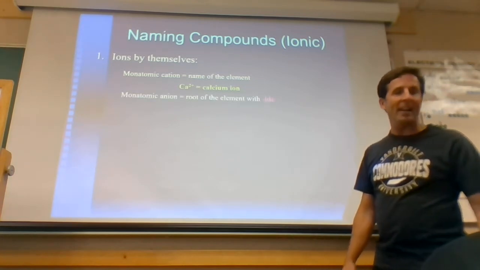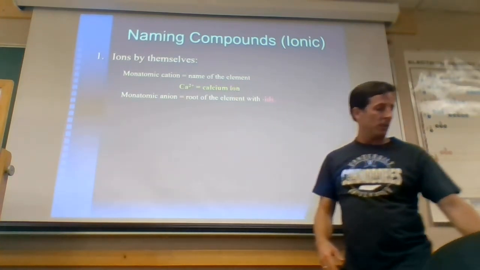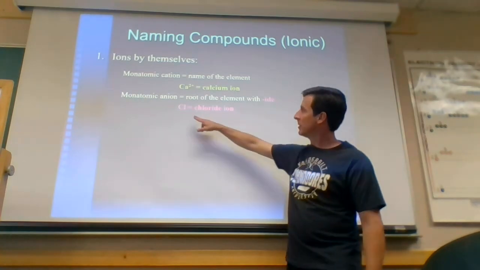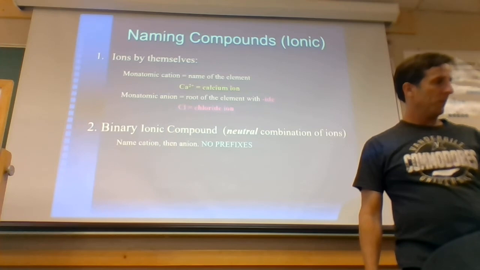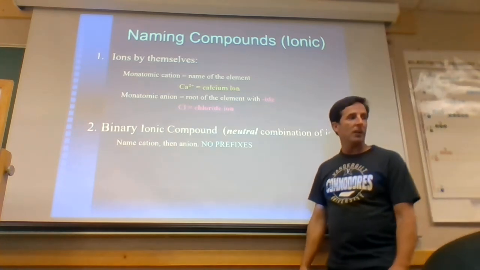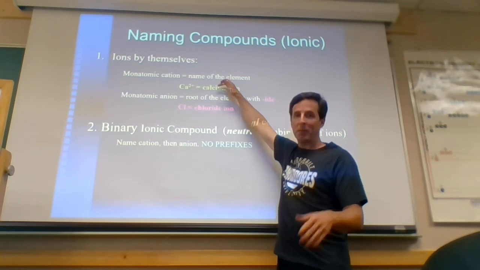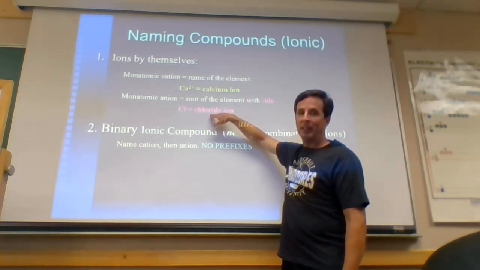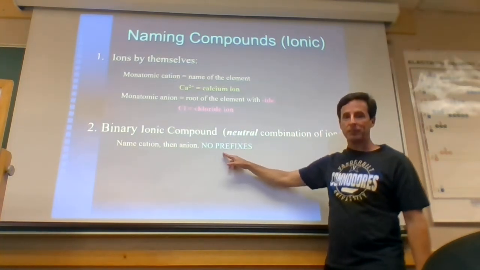And if I have an anion, again a monoatomic anion, that's where I'm going to change the ending to -ide. So Cl- is the chloride ion. And then when we put them together, we're basically just going to name the two ions. So the first one, as we said before, is normal. The second one ends in -ide. And this time, we do not use prefixes.